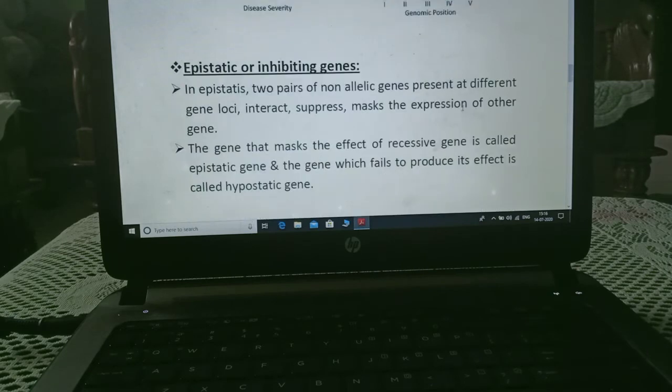Now epistatic or inhibiting genes. In epistasis, two pairs of non-allelic genes present at different gene loci interact, and one suppresses or masks the expression of the other gene. The gene that masks the effect of the other gene is called the epistatic gene, and the gene which fails to produce its effect is known as the hypostatic gene.